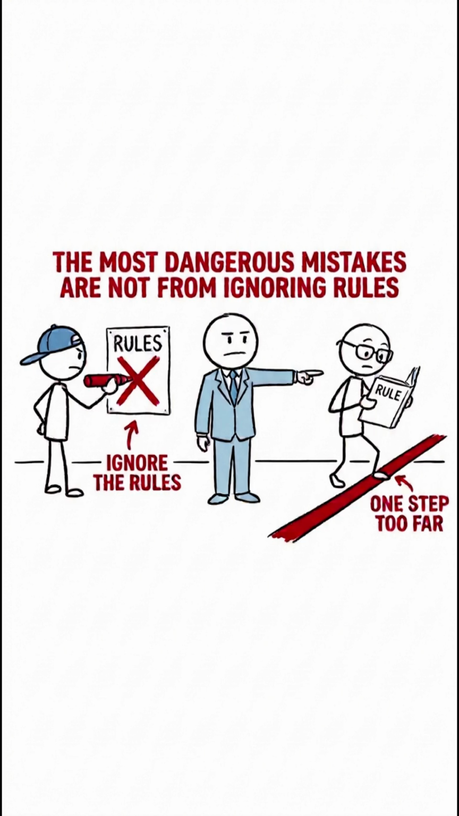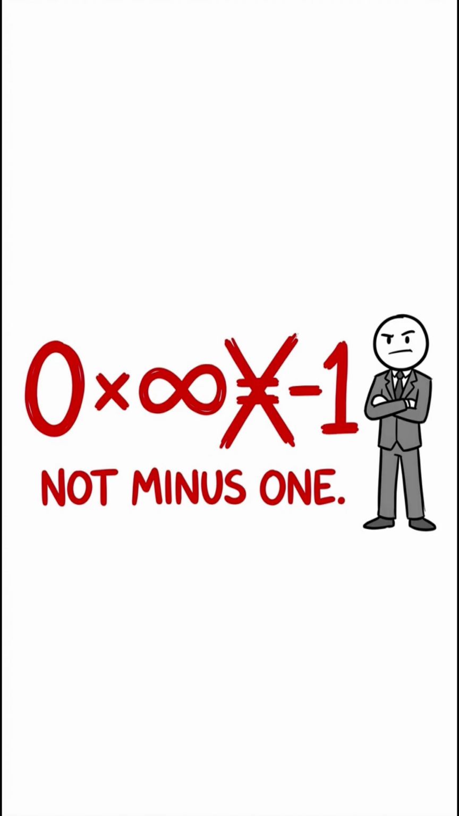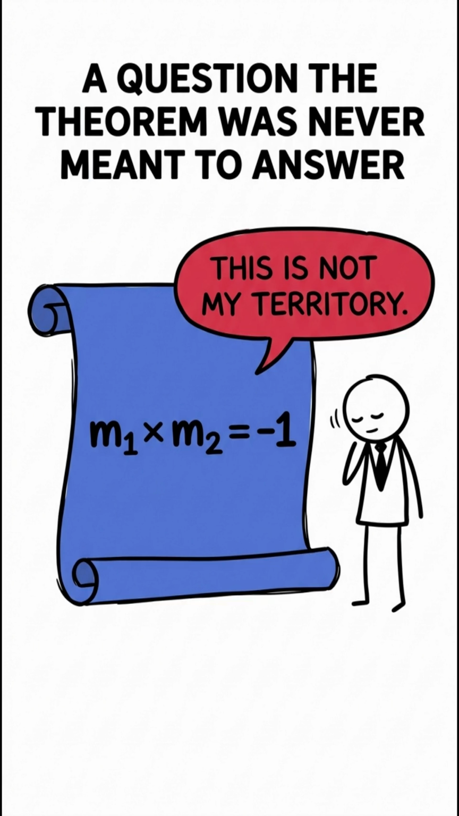And the most dangerous mathematical mistakes are not made by people who ignore the rules. They are made by people who apply the rules one step outside the region where the rules were designed to live. 0 times infinity is not -1. It is a question the theorem was never meant to answer.